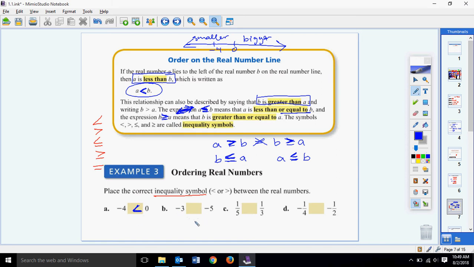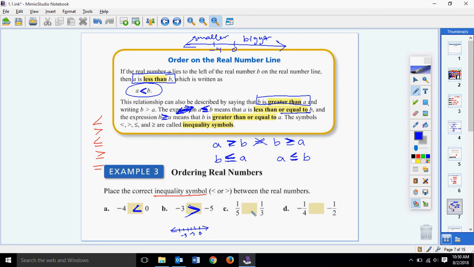Negative 3 and negative 5, this one may seem a little bit more complicated, but think about your number line. 2, 3, 4, 5. So here would be negative 3, and here would be negative 5. The one furthest to the right is the bigger number, so we want the alligator mouth eating the negative 3.